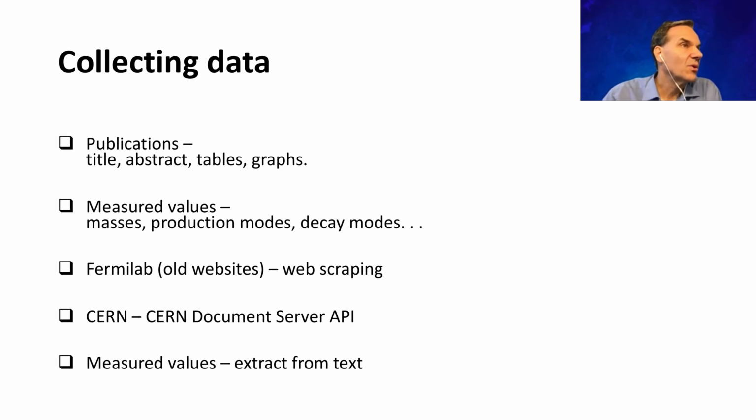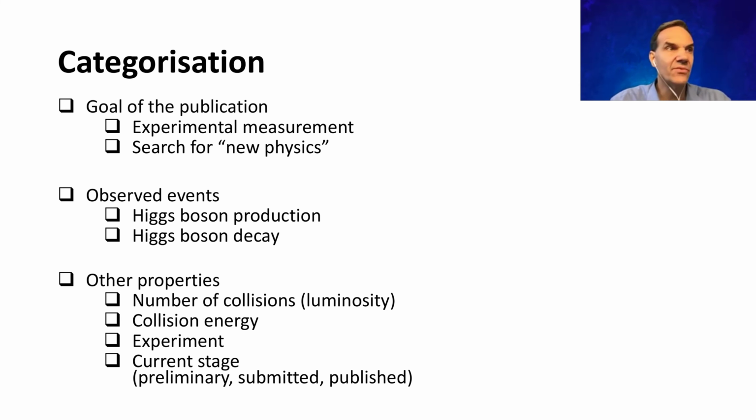What data is collected? We are basing this database and natural language processing on the publication title, abstracts, tables, graphs, measurement values, production modes, decay modes. From Fermilab, these are quite old web pages. There is some web scraping done for CERN. It can be directly done via the CERN Document Server and a dedicated API. And we extract the text in different ways.